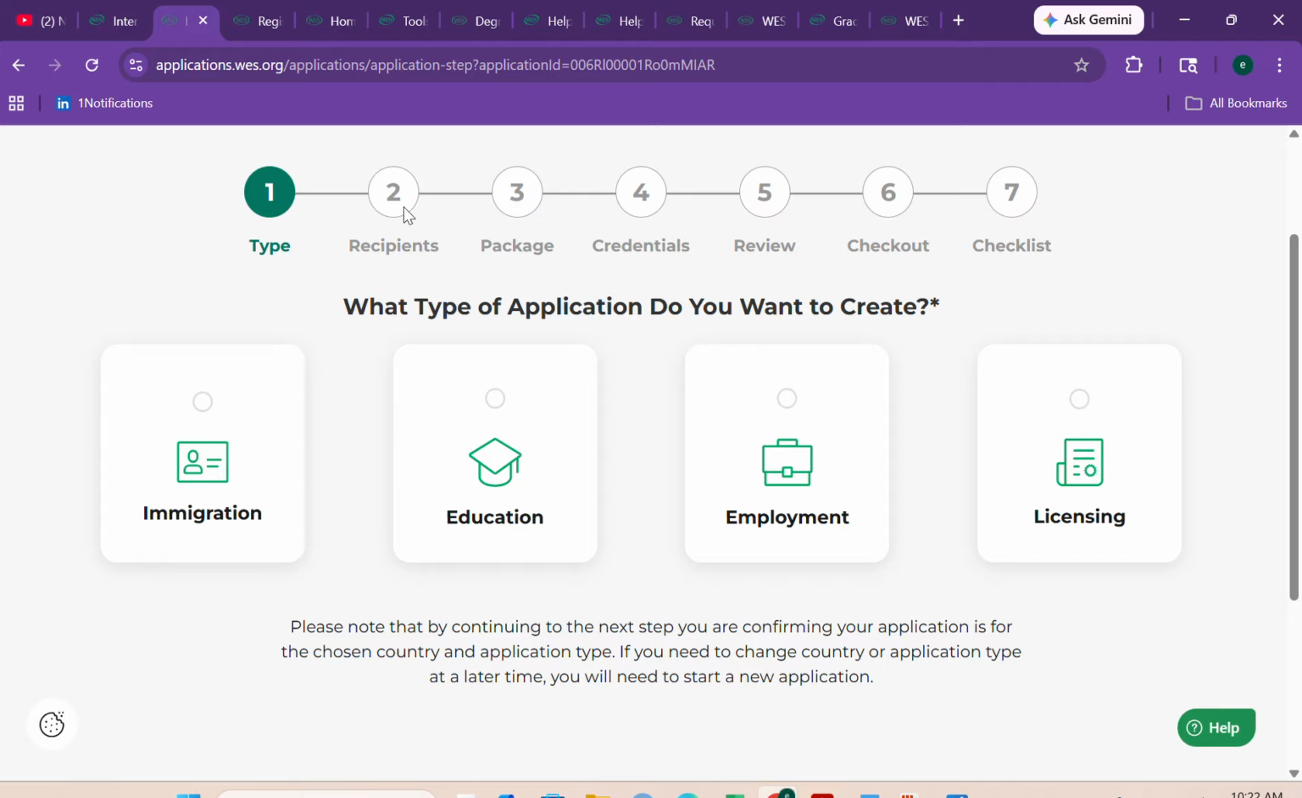So now after that, you go to immigration. Is this for immigration? Is it for education? Is it for employment? Is it for licensing? Okay, these are the 4 reasons why people do credential evaluation, whether it's for immigration, for education, for employment, or for licensing. Just choose the reason why you are doing the WES evaluation. You just choose it. So let's say I'm doing education, so I'll just click on education.